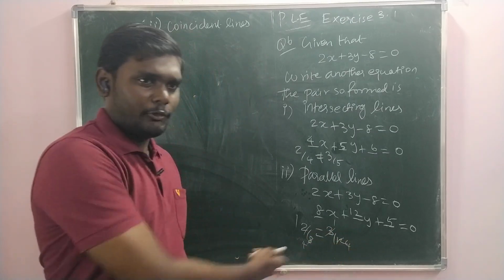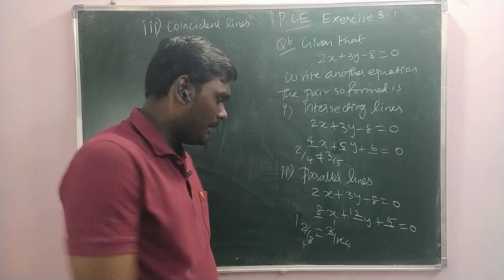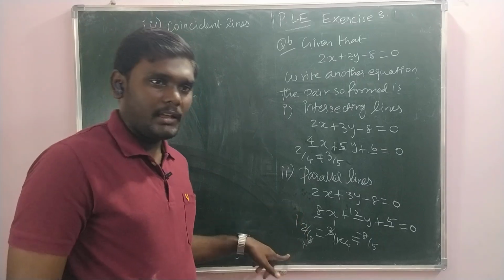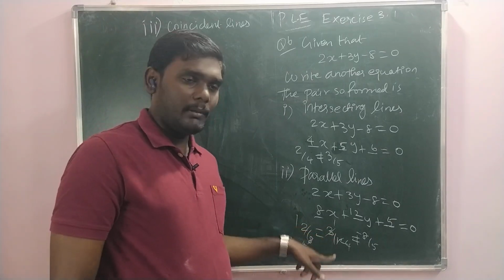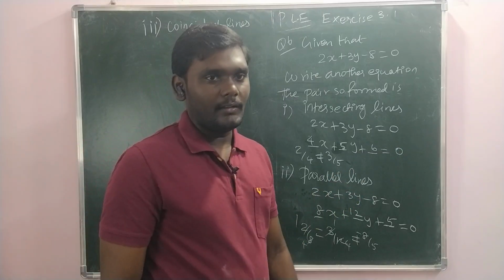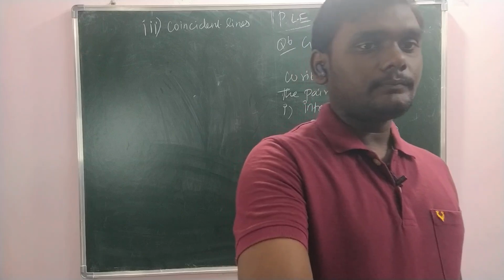We filled it in such a way: only the 4th multiple we filled, and then here I randomly put some number. It is not equal, minus 8 by 5. So a1 by a2 equals b1 by b2 but is not equal to c1 by c2. Then we have parallel lines. Now, coincident lines.